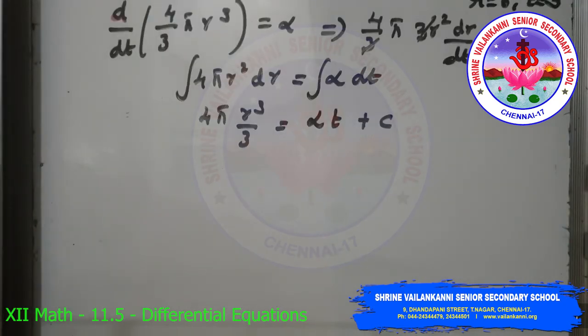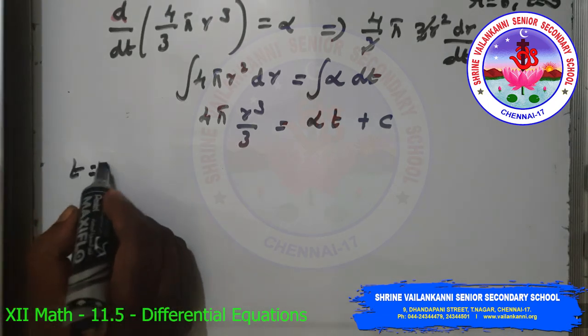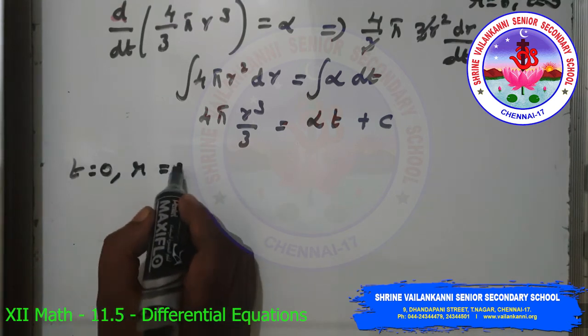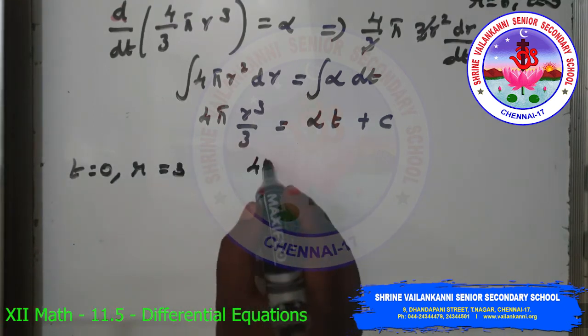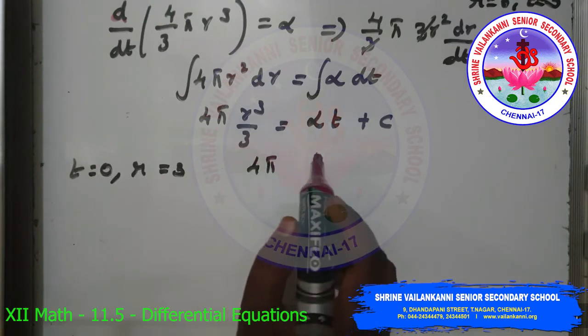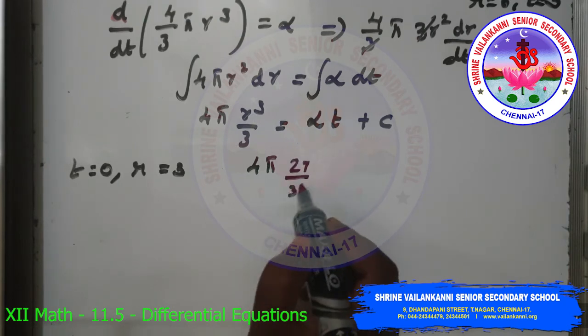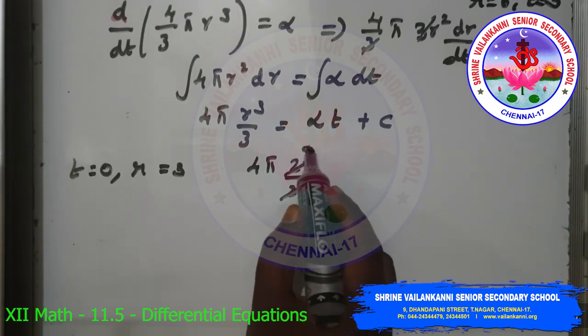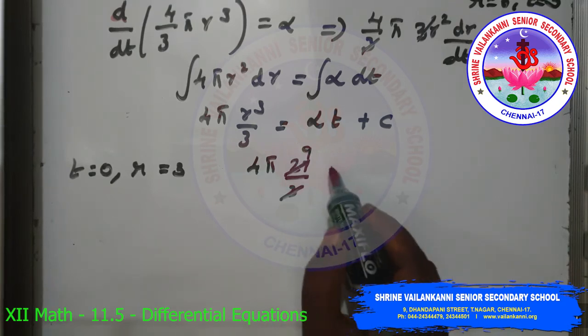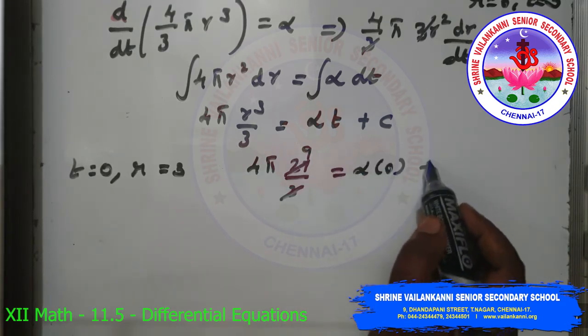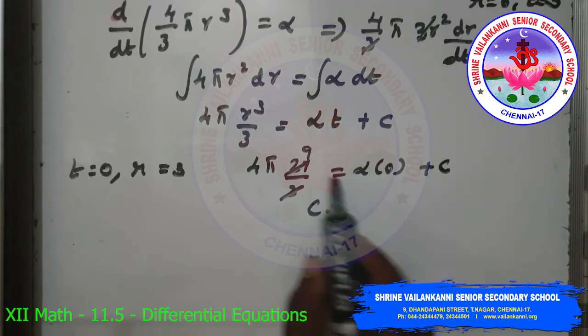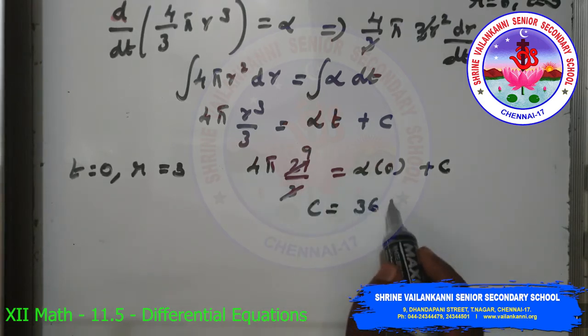It's given that the radius is 3 units at the initial stage, that is when t is 0, r is 3. Substituting here, we get 4 pi into 3 cube by 3, so 27 by 3, cancelling 3 and 27, we have 4 pi into 9, which is equal to alpha into 0 plus c. So c equals 36 pi.